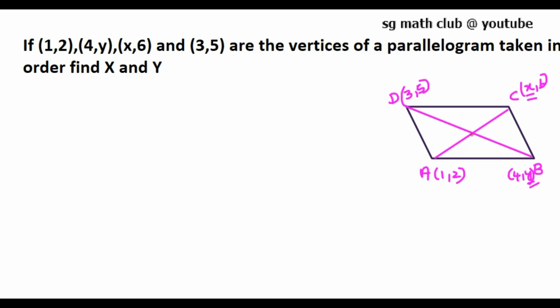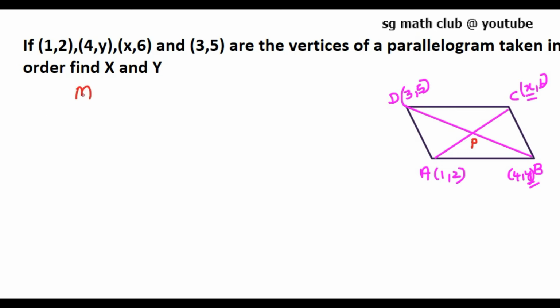So let the diagonals bisect each other at the point P. So AC and BD are the diagonals. ABCD is a parallelogram. AB and CD are opposite sides and they are parallel and equal, and AC and BD are the diagonals. They bisect each other at the point P. So we are going to use that property, the diagonals bisect each other at the point P. So we can say P is the midpoint of AC as well as the midpoint of BD. So we'll find out P.